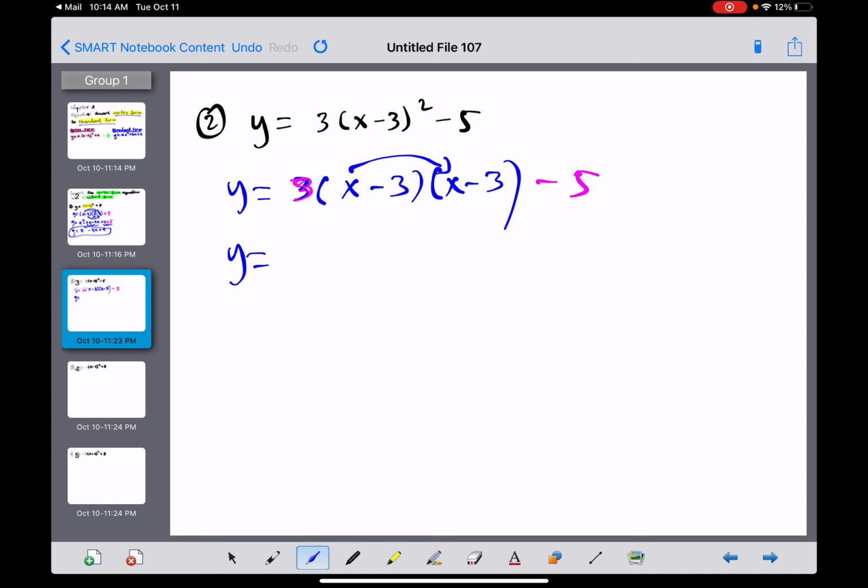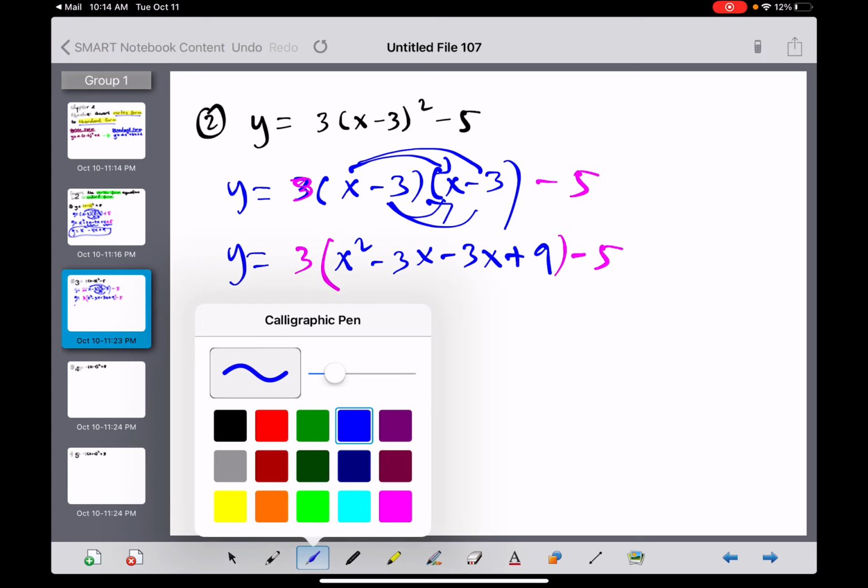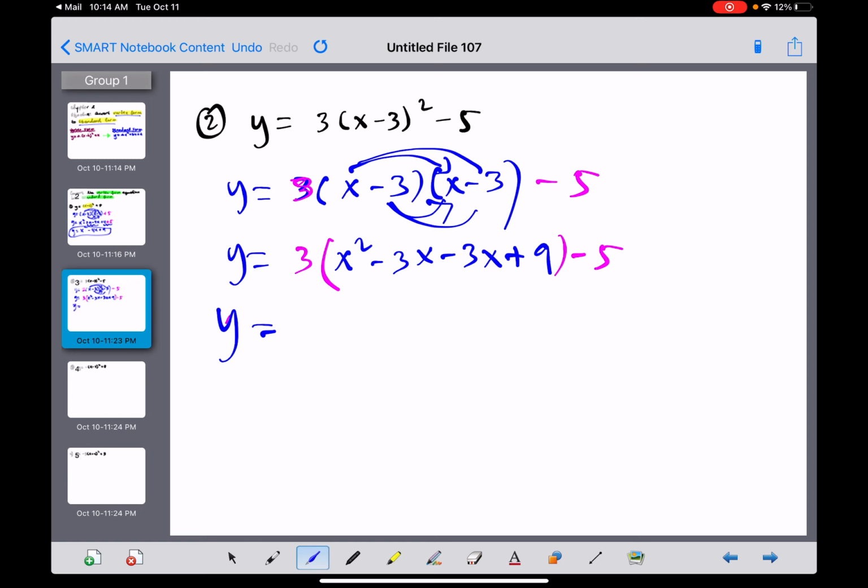So x times x is x squared. X times negative 3 is negative 3x. That's going to be negative 3x, and that's going to be positive 9. And then I'm going to now bring down the pink part right here. Here, we're going to combine like terms. These two are like terms, so x squared minus 6x plus 9. Bring the other stuff down.